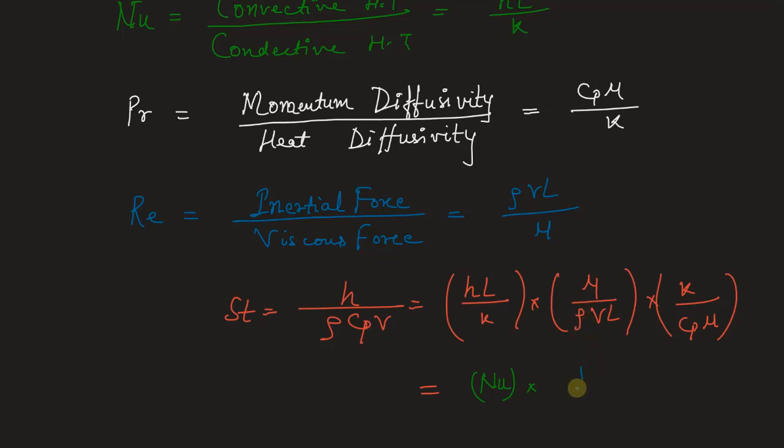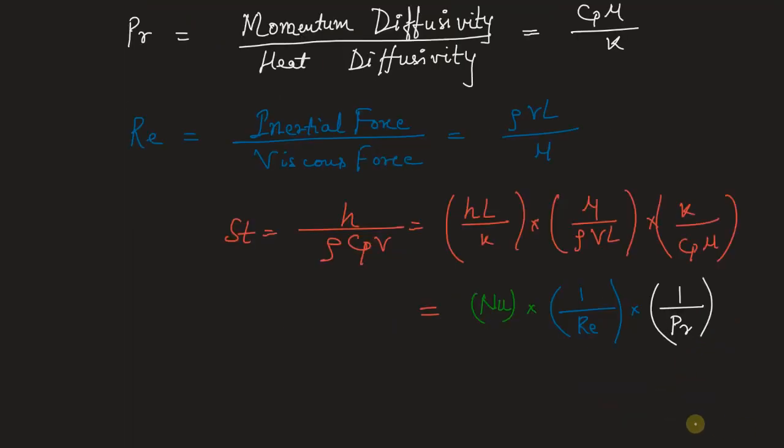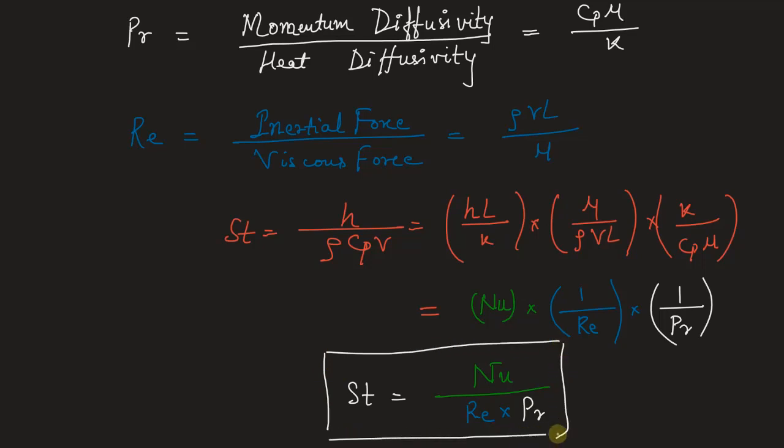and the second term, mu upon rho VL, is the inverse of our Reynolds number, right? So this is 1 upon Reynolds number, 1 upon Re, and the last term k upon Cp mu is 1 upon Prandtl number. So finally Stanton number can be written as Nusselt number divided by Reynolds number into Prandtl number, Nu upon Re Pr. So this is the required relationship between these four dimensionless numbers.